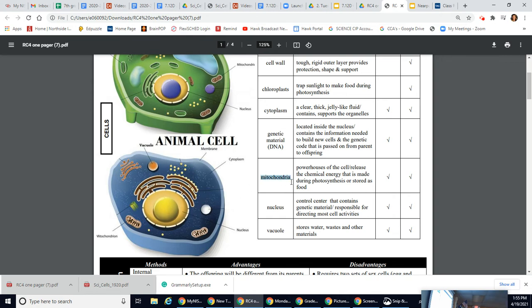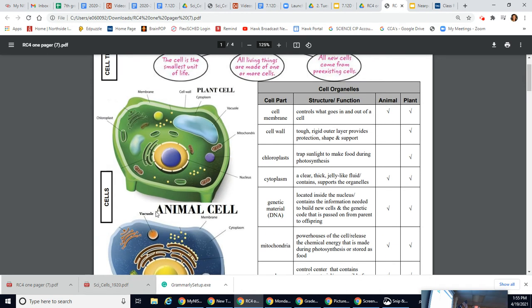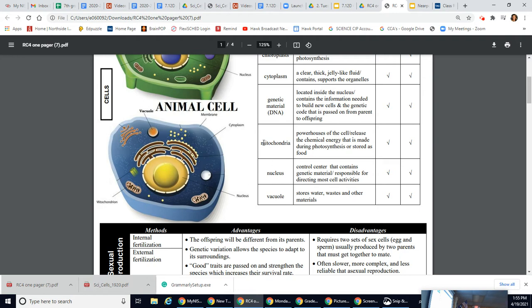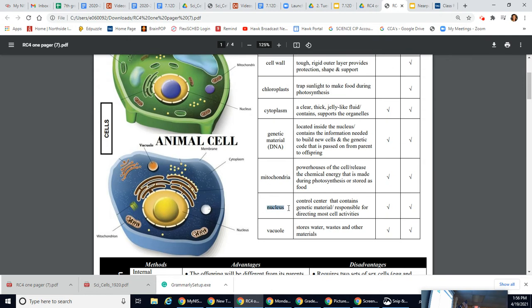The mitochondria. The mitochondria is the powerhouse of the cells. It releases chemical energy that's made during photosynthesis or stored as food. So both the plant and the animal cell have a mitochondria. I like to think of mighty mitochondria, the powerhouse. And again, the DNA is stored inside the nucleus. The nucleus is the center of the cell. It's the control center, contains genetic material responsible for directing most cell activities.